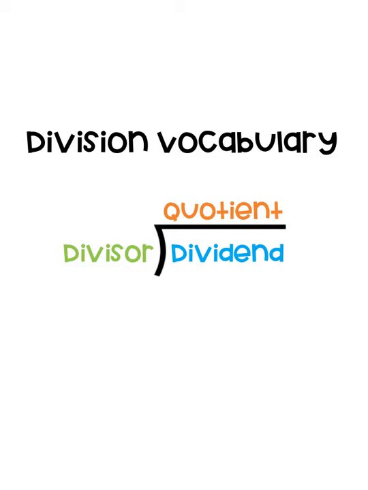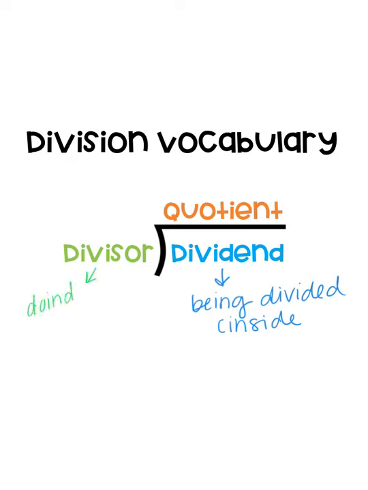On the inside, we have the dividend. This is the number that's being divided, and it goes on the inside. We have the divisor. This is the number doing the dividing. And it goes on the outside. And we have the quotient, which is the answer, and it goes on top.